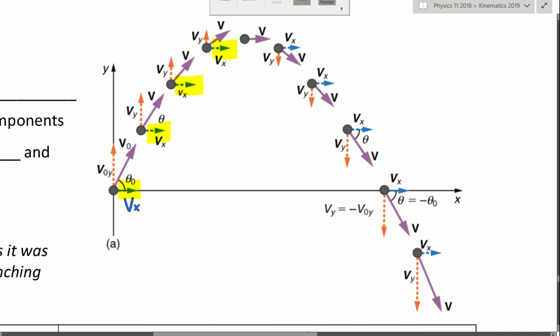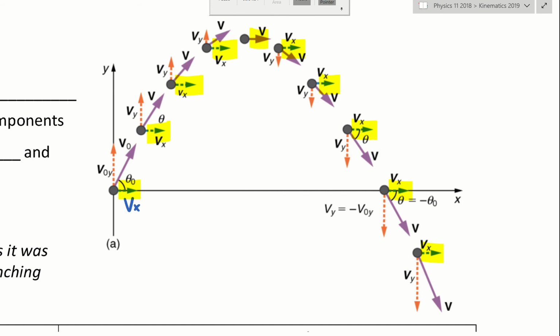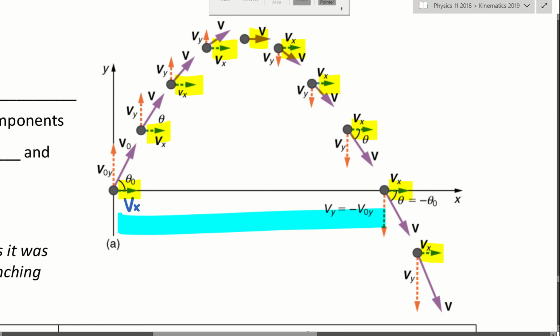Look, it's the same number no matter when you measure your horizontal speed. That means a good thing, which is we don't have to worry about horizontal speed too much. It will be the same number from the beginning to the end. And if we have that value, it will tell us how to calculate the horizontal distance that it traveled.